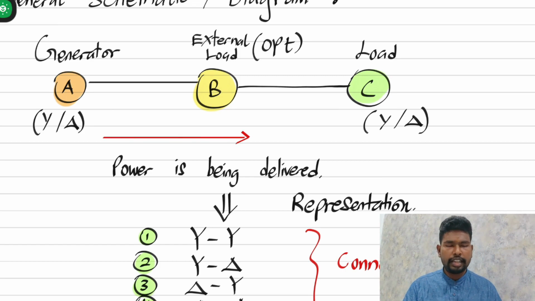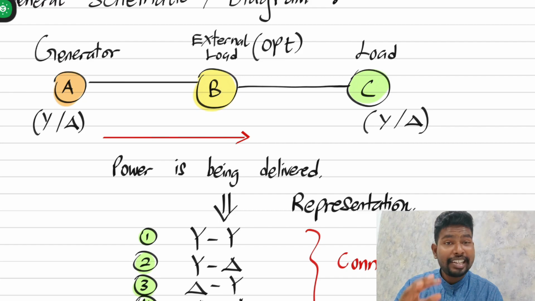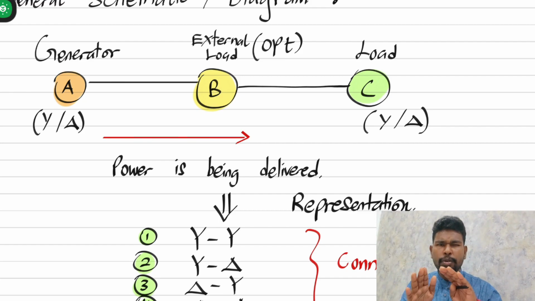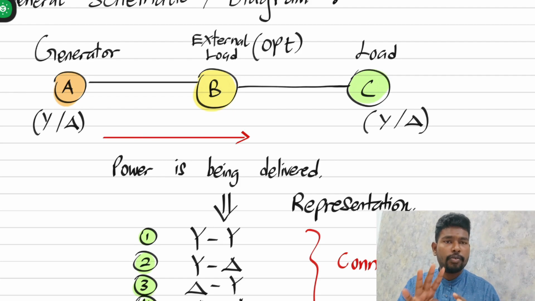In this case, the load could be star or delta connected, or vice versa. The generator could be delta or star connected. So in total, there are four combinations of generator and loads. Let's look through each one of them. In this video, I will just briefly go through the four.